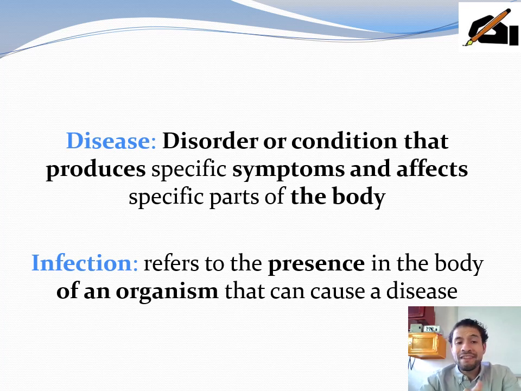First, the differences between disease and infection. Well, I told you that a disease would be referring to the moment in which your body gets affected, okay? Your body will be showing symptoms of things that are not working properly. That's what we call a disease, that disorder or condition. The infection, on the other hand, will refer to the presence of a pathogen inside your body, okay? The pathogen, remember we mentioned, was referring to any kind of organism that can make you sick or that can make you develop a disease, okay? So just keep that in mind.